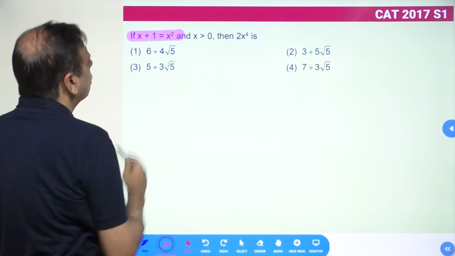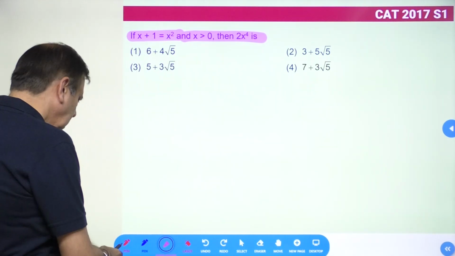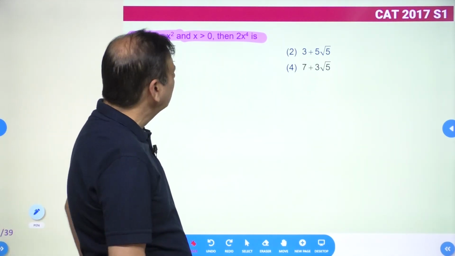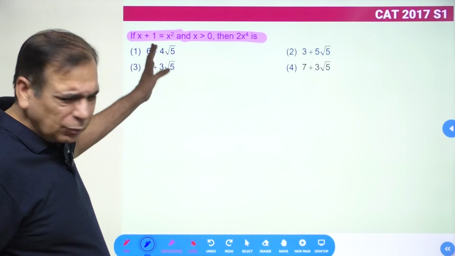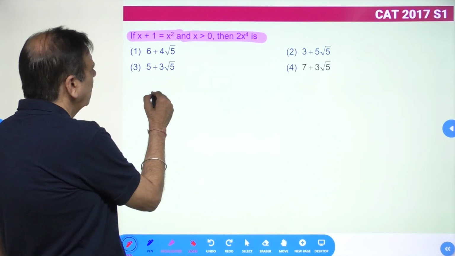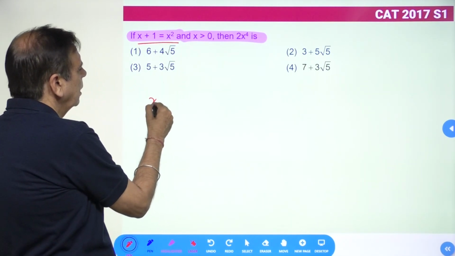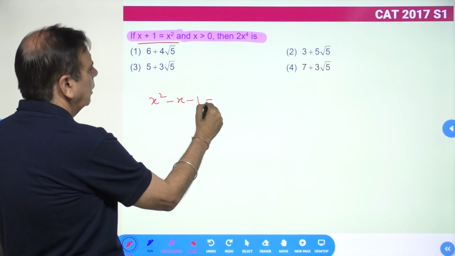If (x plus 1) whole square equals x square and x is greater than 0, what is 2x to the power 4? Now, there is a question which people confuse themselves with and do all kinds of stupid things. Quadratic equation, yes, you can solve a quadratic equation. What is the normal mathematical approach? If you look at this equation, x square minus x minus 1 is equal to 0.